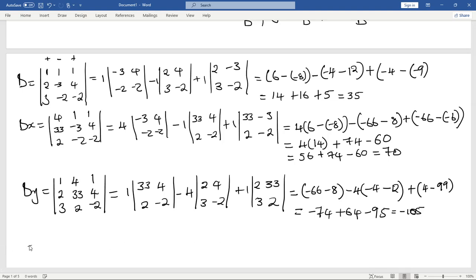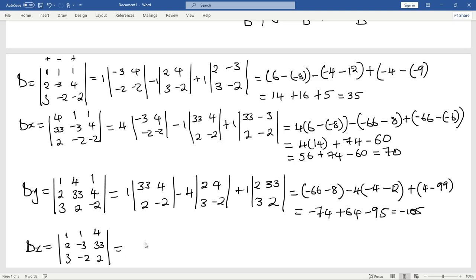Okay, let's also get dz here. So for dz, we maintain the coefficients of x and y, so we have 1, 2, 3 here, then we have 1, negative 3, negative 2, then we just replace the coefficients of z with the constants after the equal sign in the equation that we created above there. So here we're going to have 4, 33, 2 like this here.